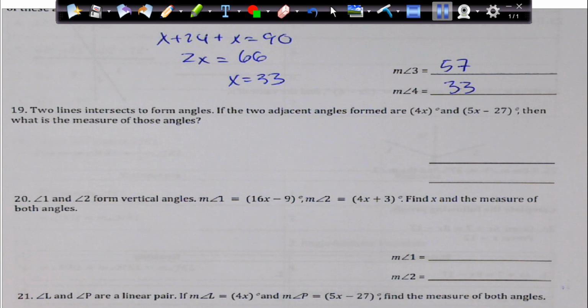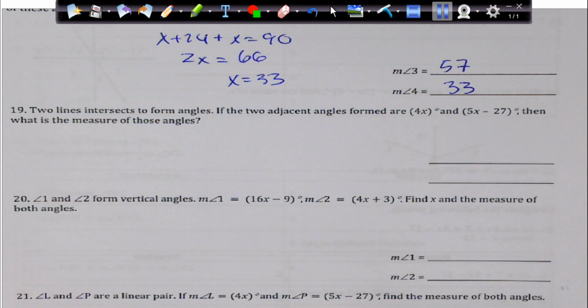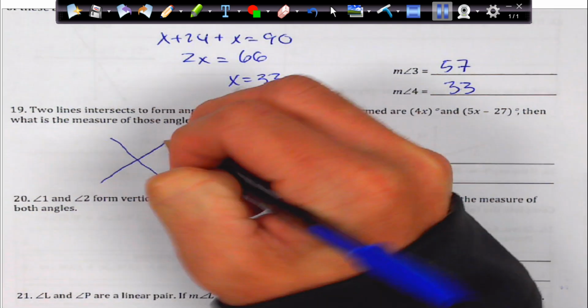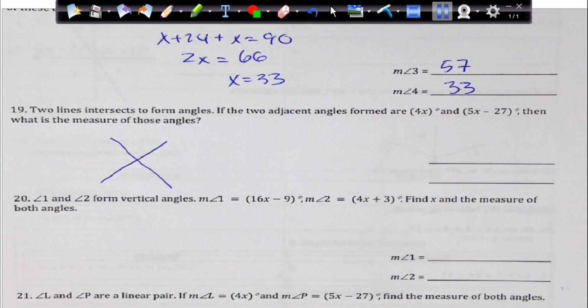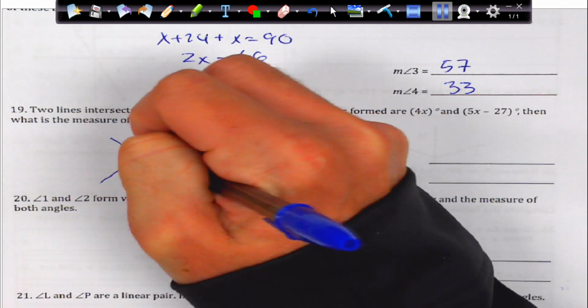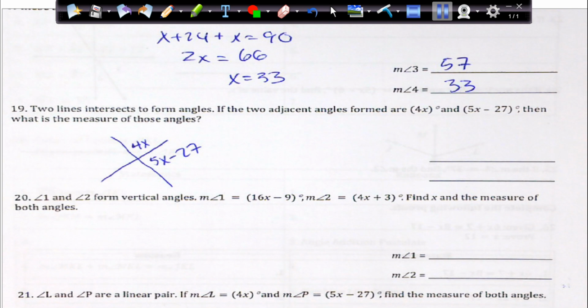Don't tell anyone. Alright, 2 lines intersect to form angles. If the 2 adjacent angles are formed 4x and 5x minus 27, then what's the measure? So two intersecting lines form angles, the two adjacent angles. So if I have 4x here, the adjacent one will be right next to it, 5x minus 27. Could have been on the other side.